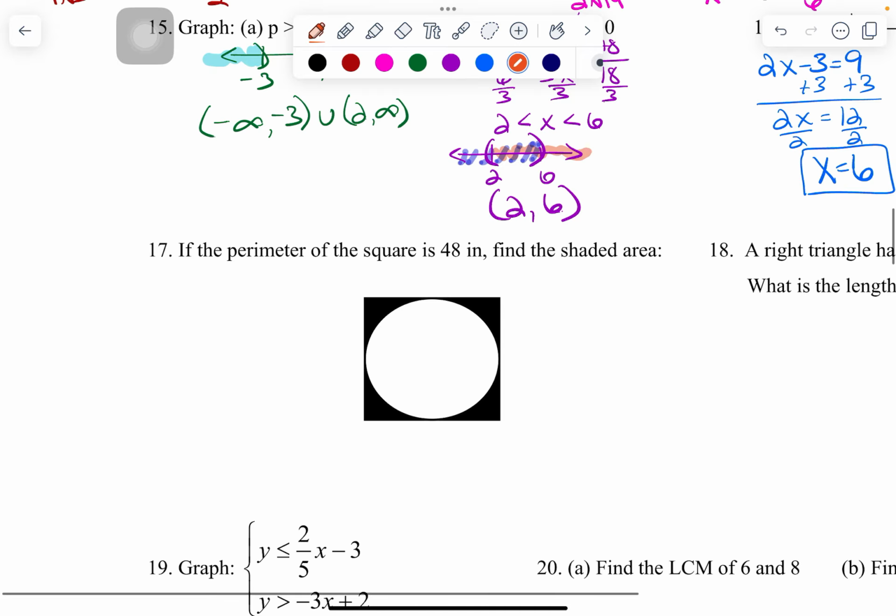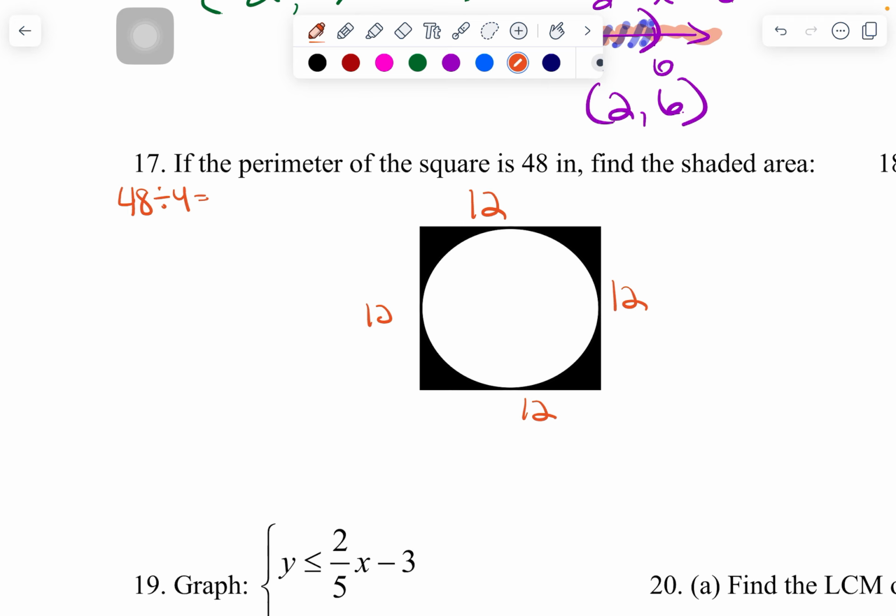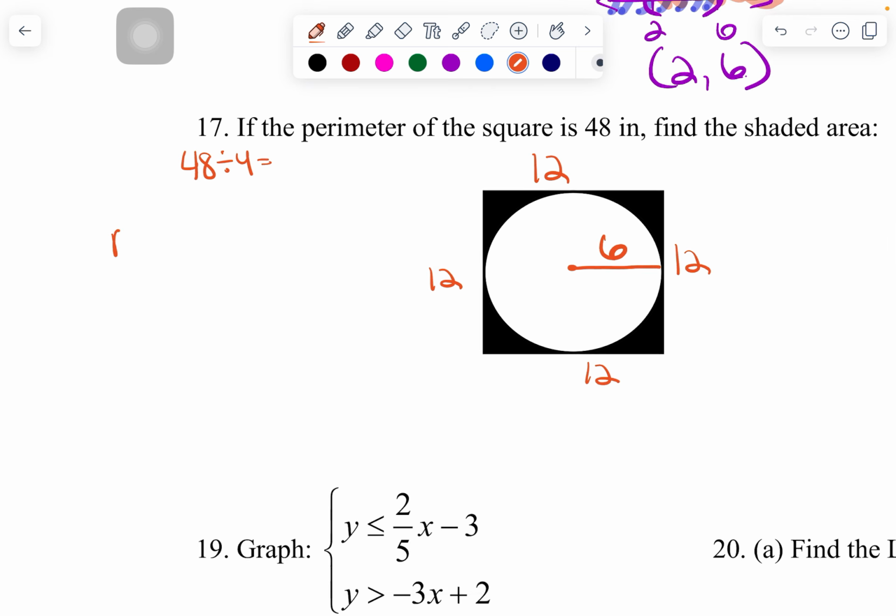All right. Number 17, the perimeter of a square is 48 inches. So let's take that 48 inches and divide it by the 4 sides of the square. That's going to get you 12 for a side. All right. And if each side is 12, then the diameter is going to be 12, which means the radius is 6. So the shaded area here is going to be the area of the square, that's this horrible square, but that's okay, minus the area of your circle.